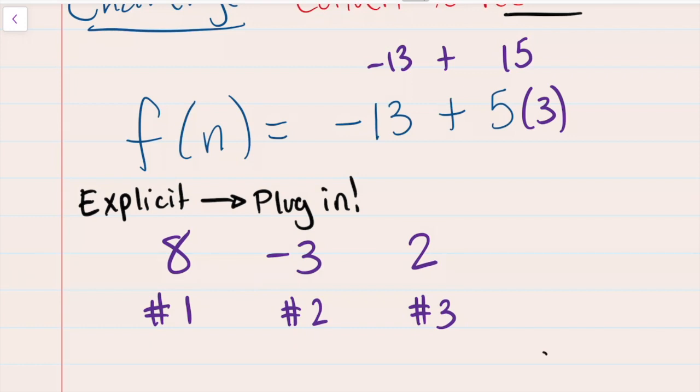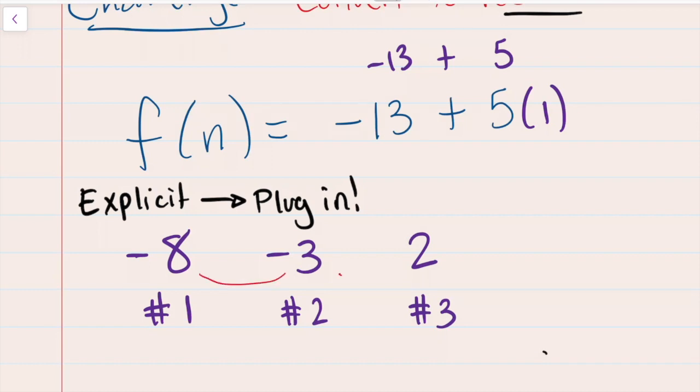Oh, and sorry about this, guys. I made a little mistake here. I think you guys caught it too. If I were to plug in a 1, that's actually a 5. And even though it is an 8, it's a negative 8. That's why I was getting a little confused. So thank you for catching that. So we go from negative 8 to negative 3 to 2. So can we find the pattern here? What are we doing to these numbers over and over?